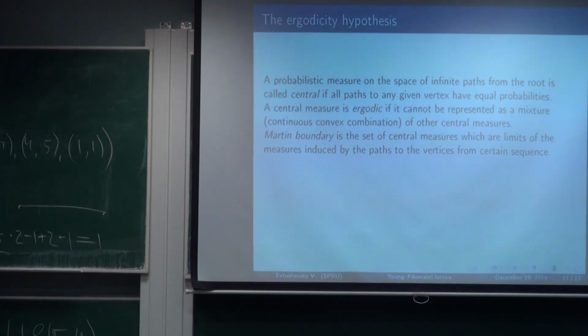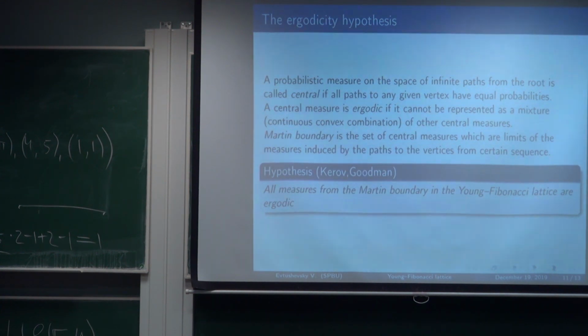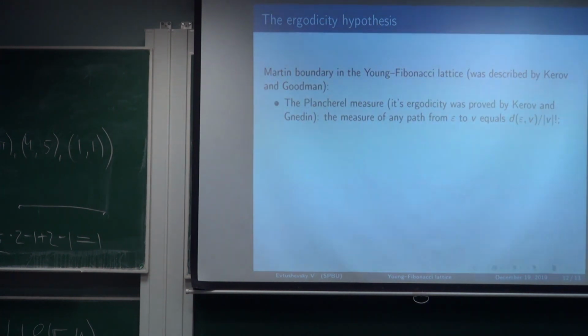Okay, and we have a hypothesis. It's the hypothesis of Kerov and Goodman that all measures from the marching boundary in the Young-Fibonacci lattice are ergodic. What is the form of the marching boundary in the Young-Fibonacci lattice? It was described by Kerov and Goodman. The first measure is the Plancherel measure. It looks like this, but it's not very interesting because its ergodicity was proved by Kerov and Gnedin.